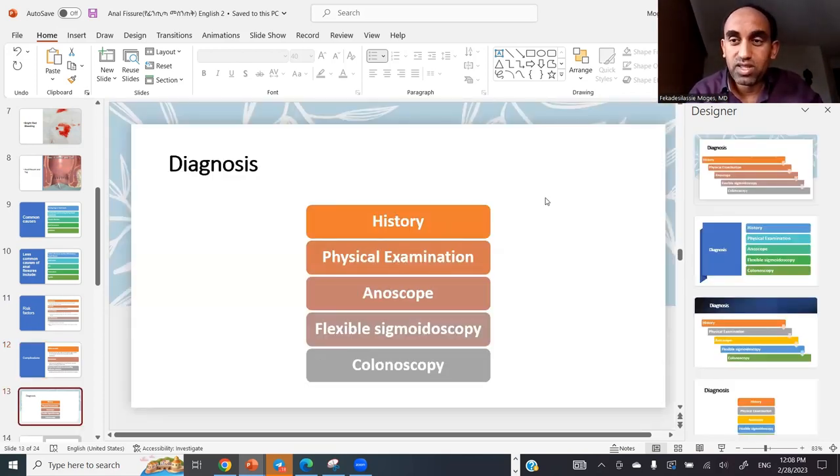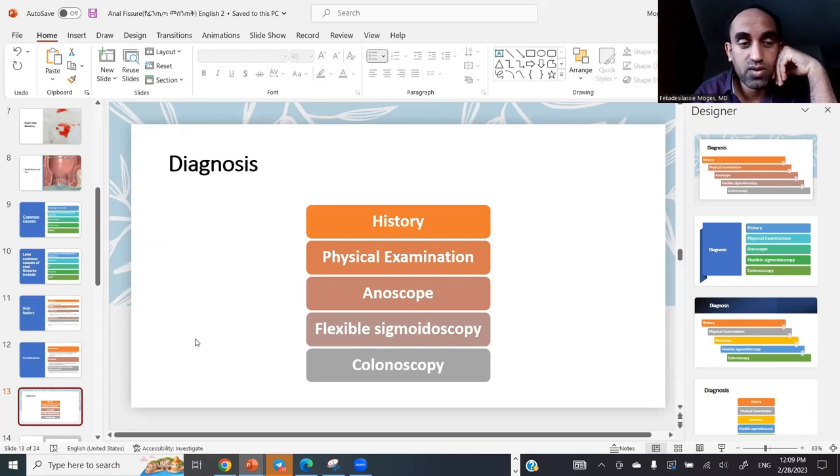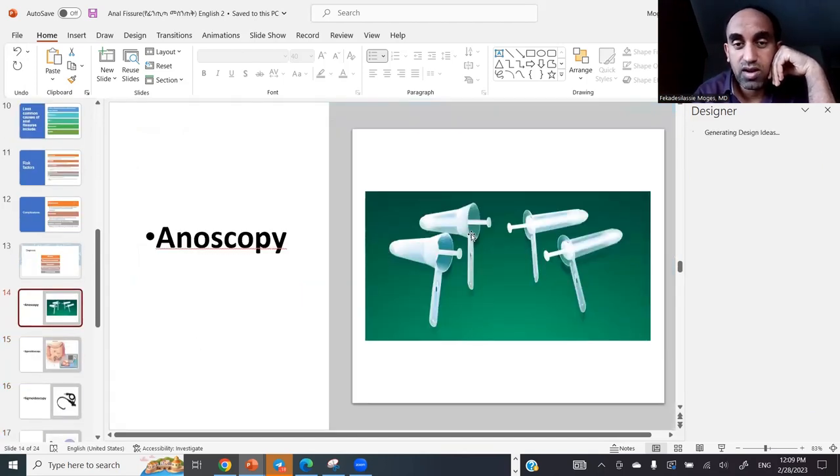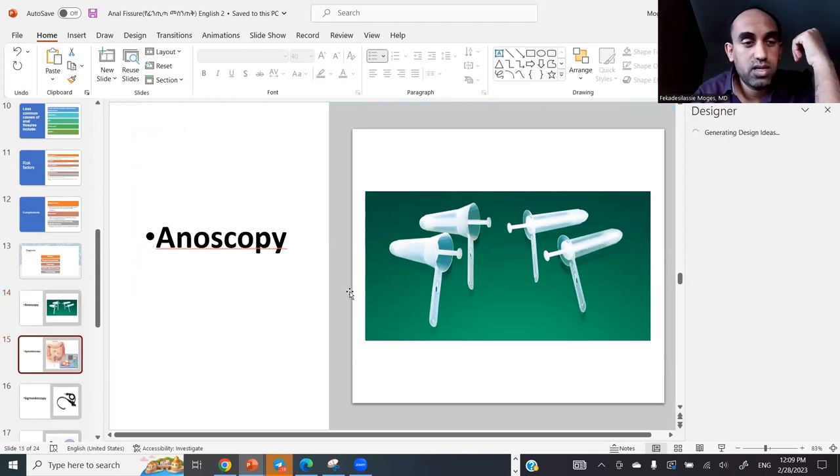So history is very important. Typical history: painful defecation, pain during defecation and after defecation. They describe it as if they are sensing there is a tearing going on. Okay, very painful experience. On physical exam, like I said, if you do an anoscopy, digital rectal examination is going to be very painful. They are not going to let you put your fingers within the anal canal. The ulcer is painful because the anoderm, I told you, is highly innervated with pain fibers. Flexible sigmoidoscopy and colonoscopy can also diagnose anal fissures. So this is a simple anoscope, just for you.